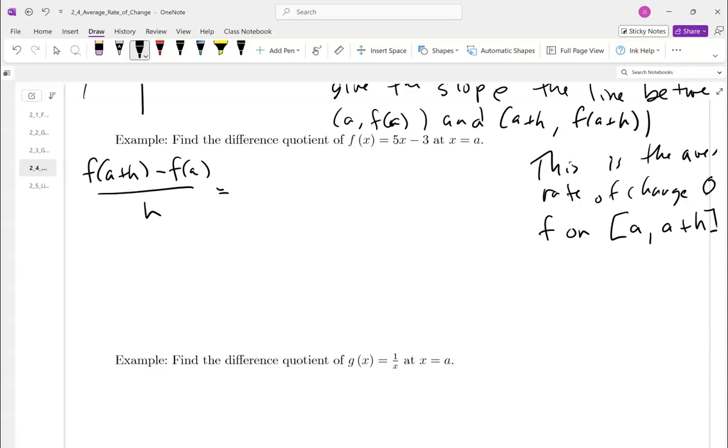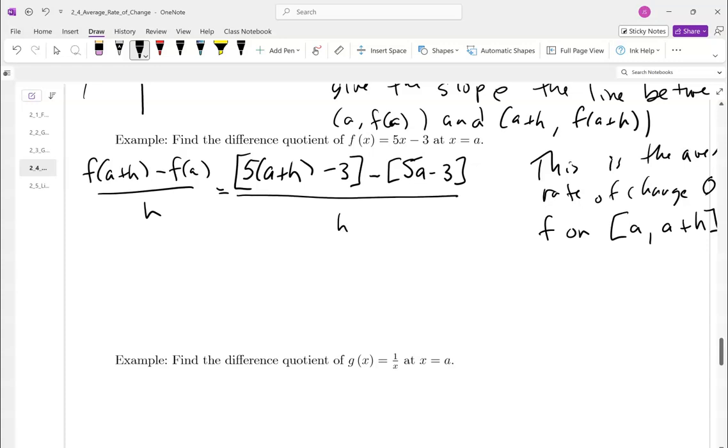Okay. So in this particular example, we have 5 times a plus h minus 3. Took out the x, put in the a plus h. That's f of a plus h minus, we put in the a for x, we just get 5a minus 3. Then all over h. Distribute the 5 through, we'll get 5a plus 5h minus 3. Distribute the minus through, we'll get minus 5a plus 3.